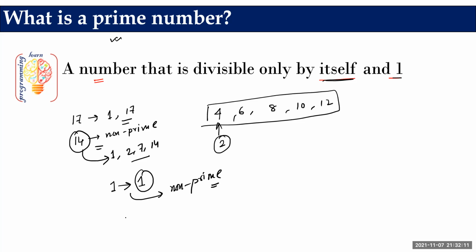Now let us take another one, 2. How many divisors does it have? It has only two divisors: 2 and 1, the number itself and 1. So it is a prime number. We'll take care of these two numbers separately while building the logic.